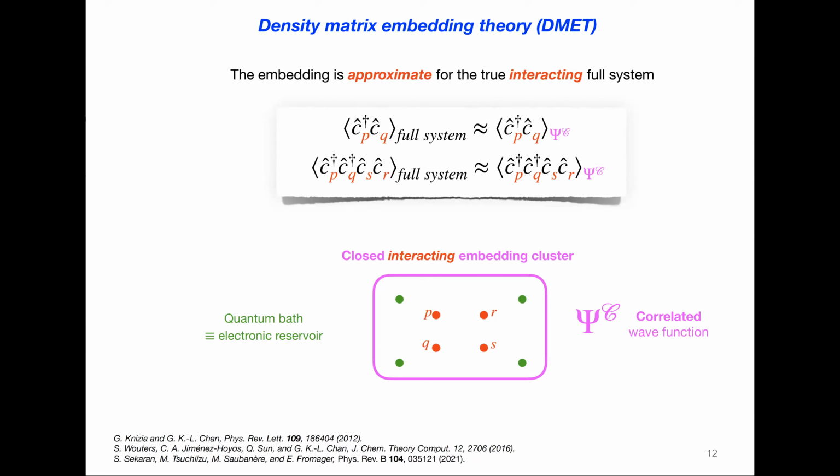Nevertheless, the interesting thing is that from that closed cluster, you can evaluate locally, at very low computational cost, density matrices, okay? Because the cluster is so small that you can perform exact diagonalization, essentially, okay? So that's actually where DMET is an interesting approach.